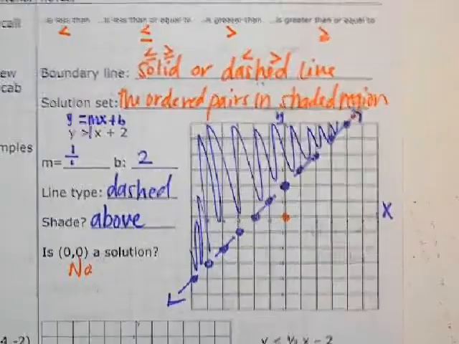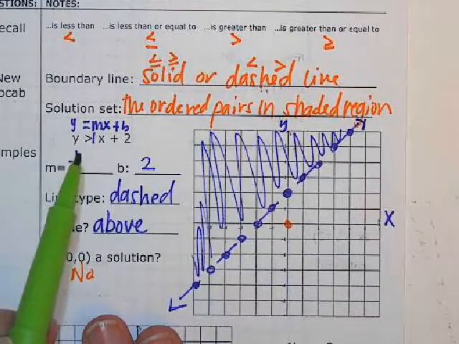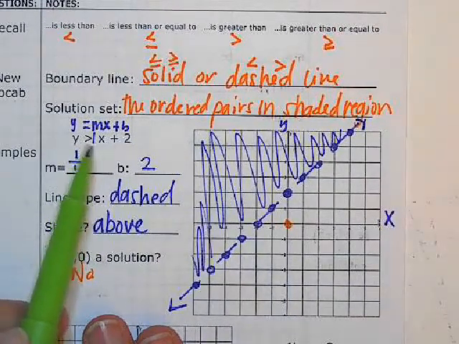Number 2. Oh wait, let's review real quick. My line type determines if it's dashed or solid if it has a line under the symbol.